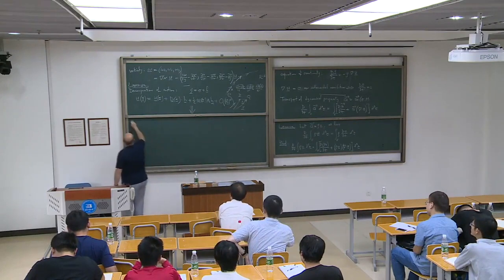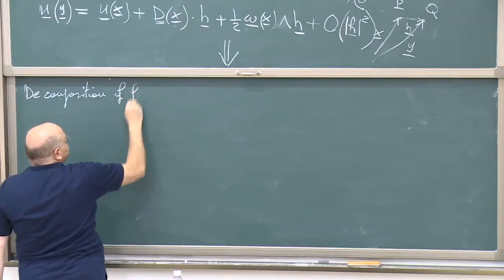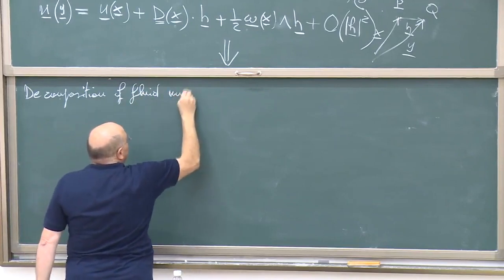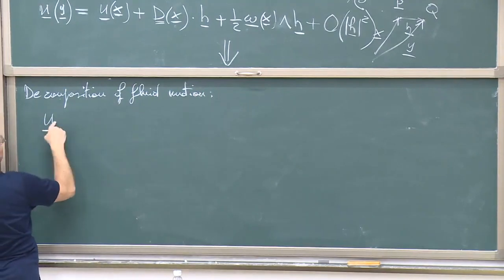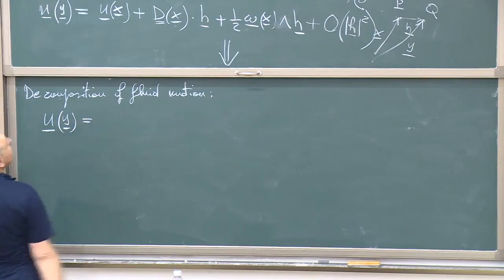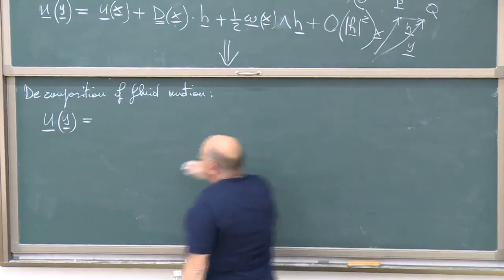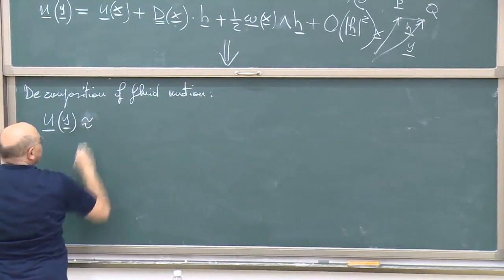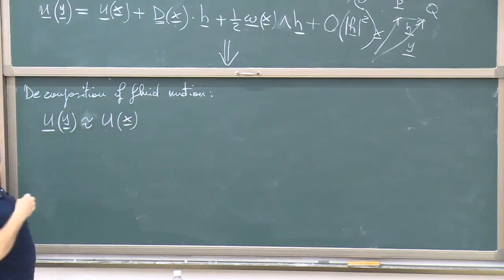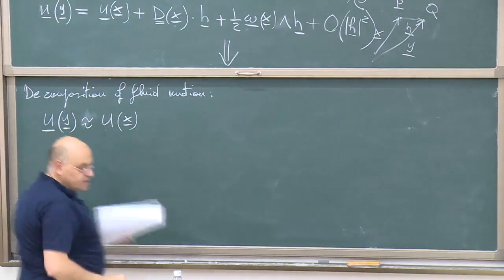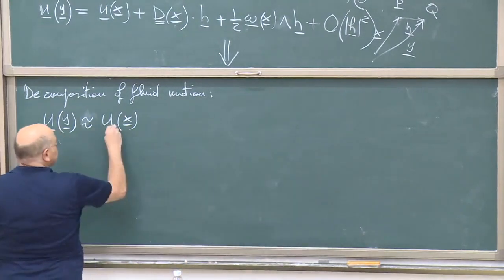I go to decomposition of fluid motion. So I attach a physical meaning to that, and I have that the fluid moves at y in terms of three contributions. I neglect that one, so let me do this. Approximately given by a u of x, and this u of x is just pure translation. Okay? Let me use the notation I used in the notes. Okay, so this is pure translation.